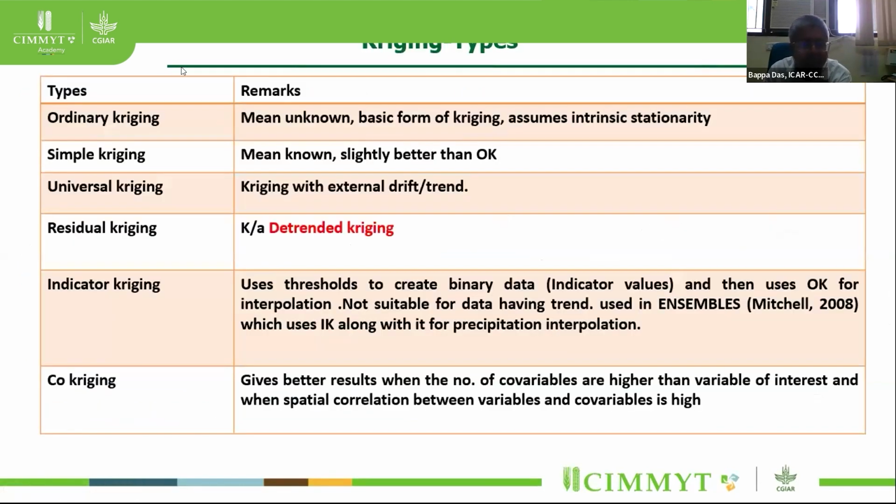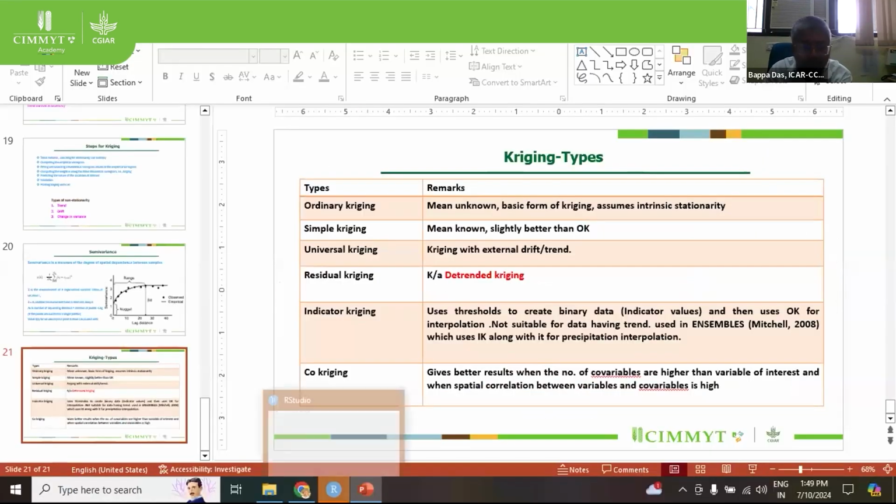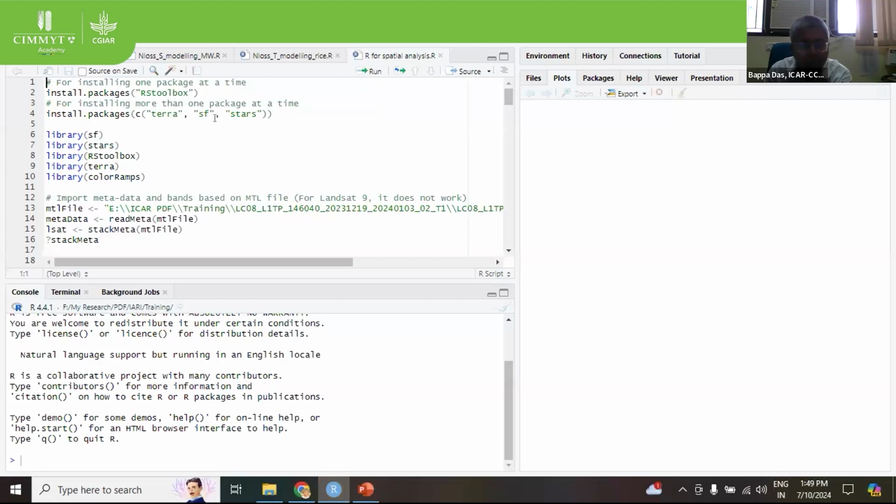There are different types of kriging model like ordinary kriging, simple kriging, universal kriging, residual kriging, indicator kriging, co-kriging. I have given all the details, so I'm not going into these things. I'll directly go into my RStudio. I have already provided the script and the data set in the folder. You can download it and go along with me.